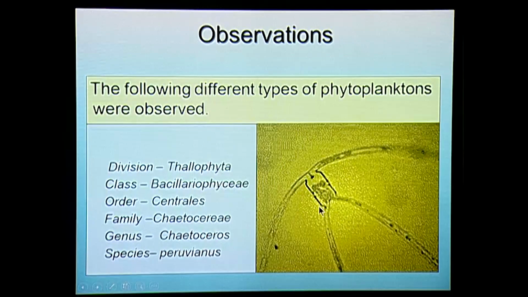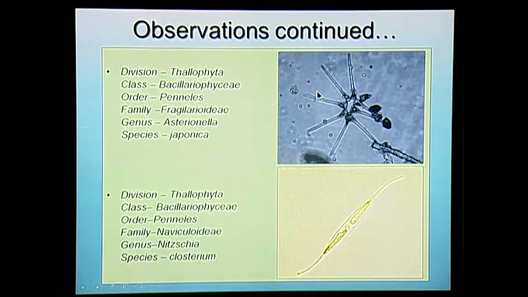The water sample, when observed for phytoplanktons in the Indian Sundarbans, revealed these phytoplanktons: the long horns of Chaetoceros, the grouped colonies of Asterionella, and the tubular form of Nitzschia.